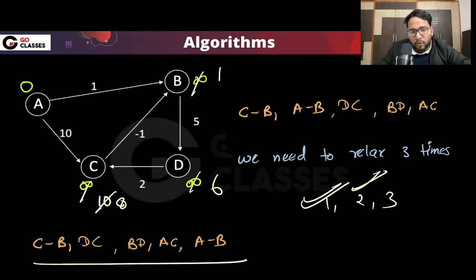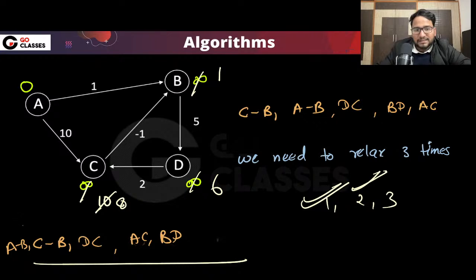Now let's run one more iteration, which is the third iteration. Maybe you can run in any other order. Maybe you can say that this time I will do AB here, and BD at the last. So suppose for the third iteration I am choosing a different order, AC, BD. Right, now let's relax this AB, so it will not change anything, right?